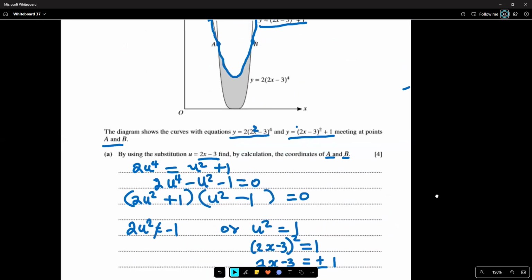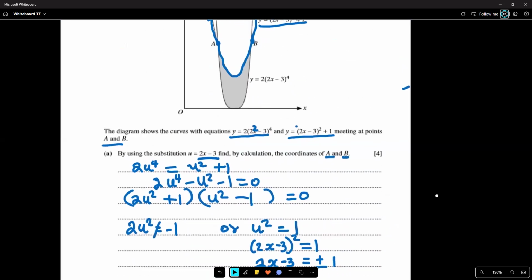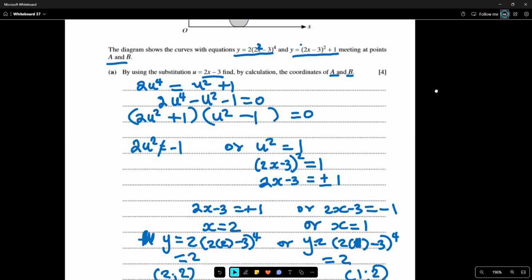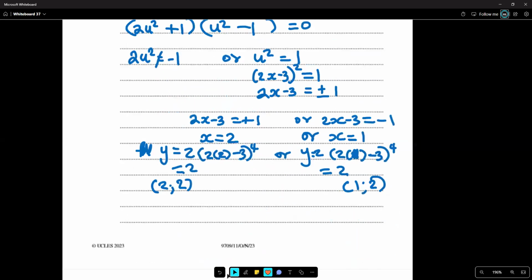So by the look of things, you can see that A is the first one, and B is the second one. Okay. So the bigger one is B, the smaller one is A. And we have found this, ladies and gentlemen. We're going to move to the next part now.